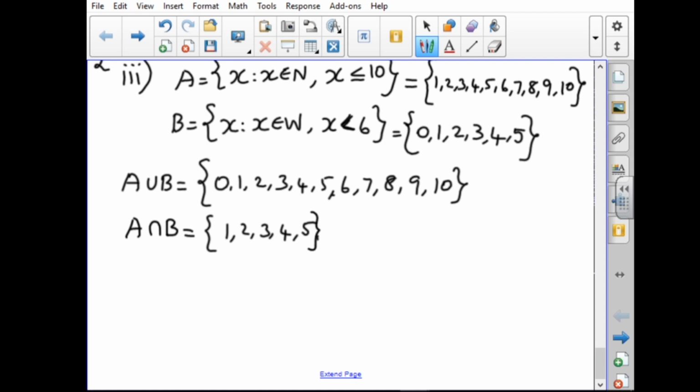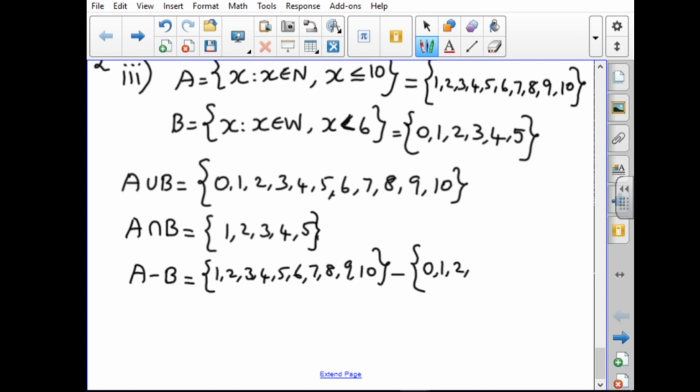Then A difference B. That means first you should write the A set. A set means 1, 2, 3, 4, 5, 6, 7, 8, 9 and 10, minus the difference 0, 1, 2, 3, 4 and 5. So 1, 2, 3, 4, 5, here also 1, 2, 3, 4, 5. So what are the remaining elements of A set? Sorry, 6 is not included.